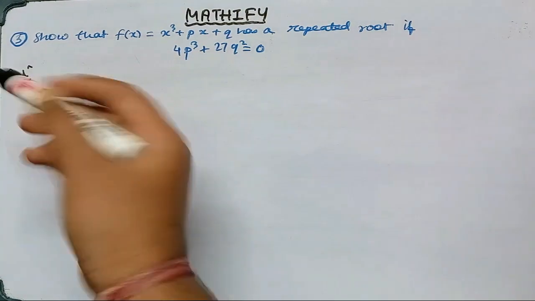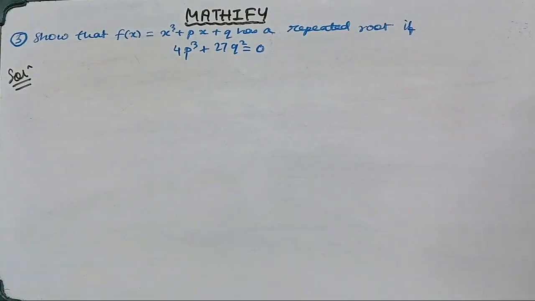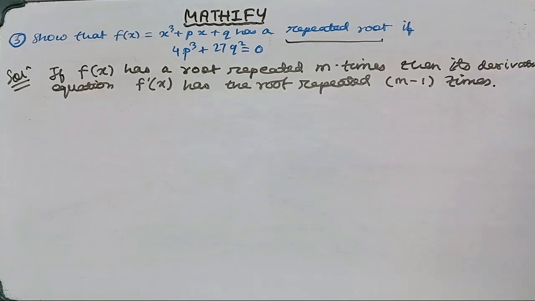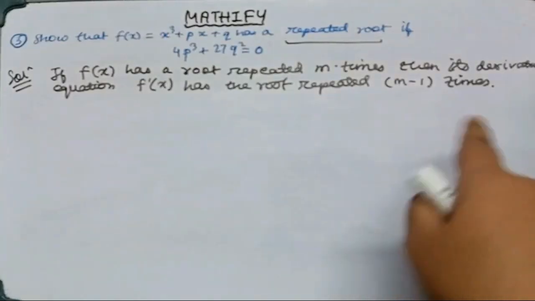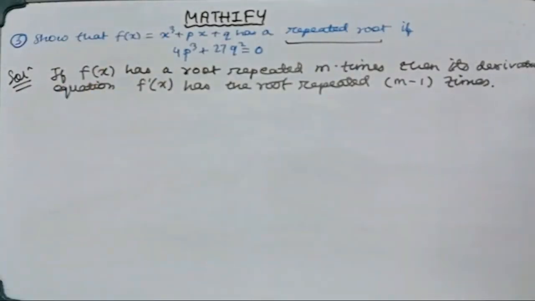There is a very important theorem with respect to questions of repeated roots. Whenever you see a question of repeated roots, this theorem applies. Let me write the theorem first and explain it, otherwise you won't be able to proceed in the question. The theorem states as follows: if f of x has a root repeated m times, then its derivative f dash x has the root repeated m minus 1 times.